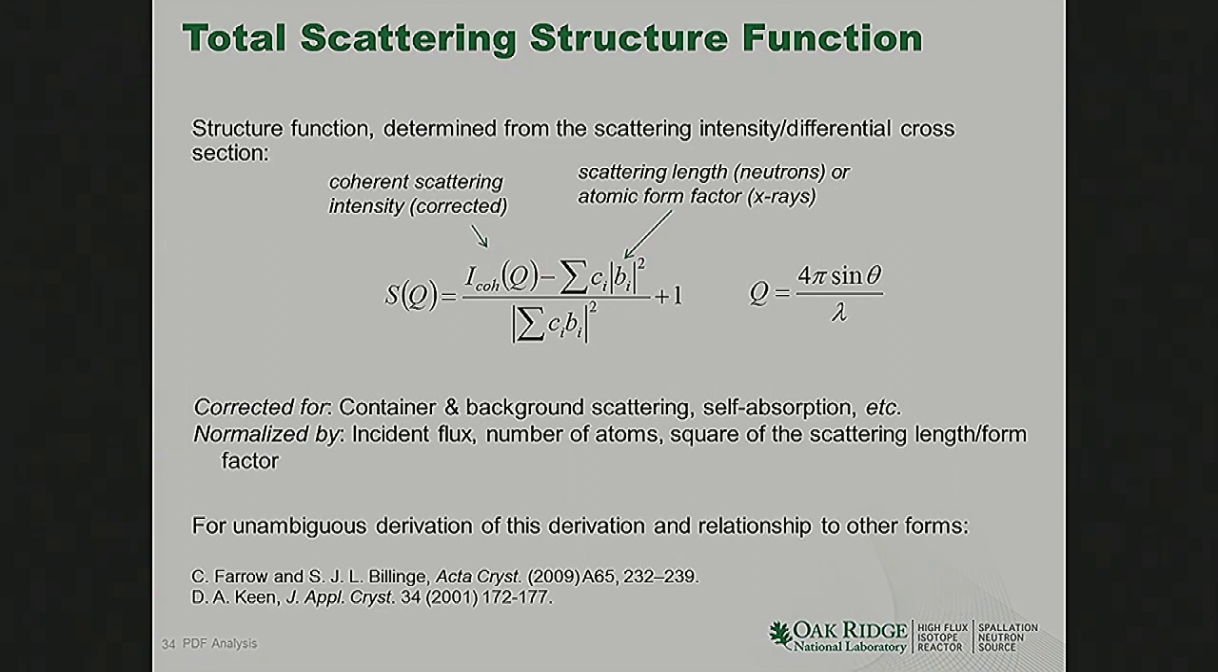There's a nice detailed derivation and relationship of this function to other forms in these two papers here, if you want more detail than that. So recall that the scattering length for neutrons, the atomic form factor for X-rays, is actually Q-dependent. So the function is a little more complicated when it comes to X-rays, but it's closely related.